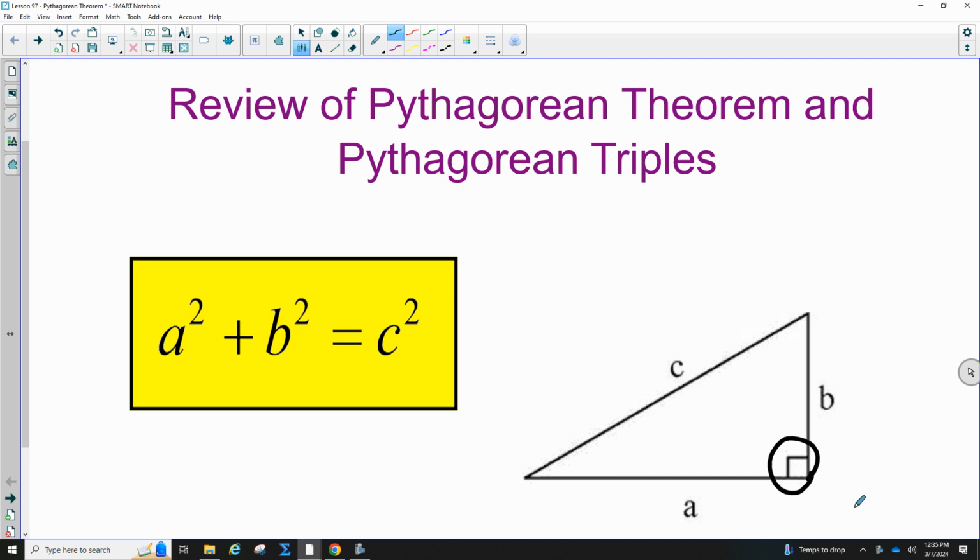A and B, it doesn't really matter which side is which for the legs. It does matter which side is C, okay? C has to be what side of the triangle? Yeah, we call this the hypotenuse, which is always opposite the right angle. The other two legs don't really matter, so just make sure C is the hypotenuse, all right?